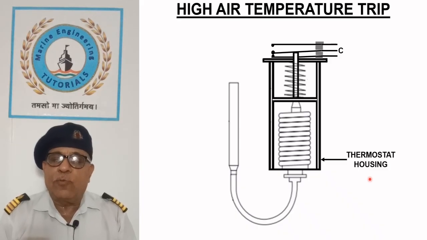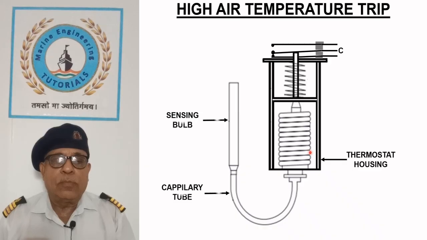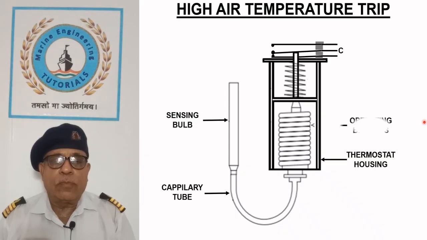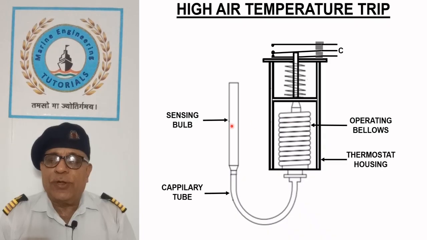It consists of a thermostat which works on a similar principle to a pressure switch. It has a fixed pressure connection in the form of a sensing bulb attached with a capillary tube. A highly expansible fluid is sealed in the sensing bulb, which exerts its pressure on the operating bellows through the capillary tube. Increase in temperature increases the pressure and inflates the bellows and vice versa.